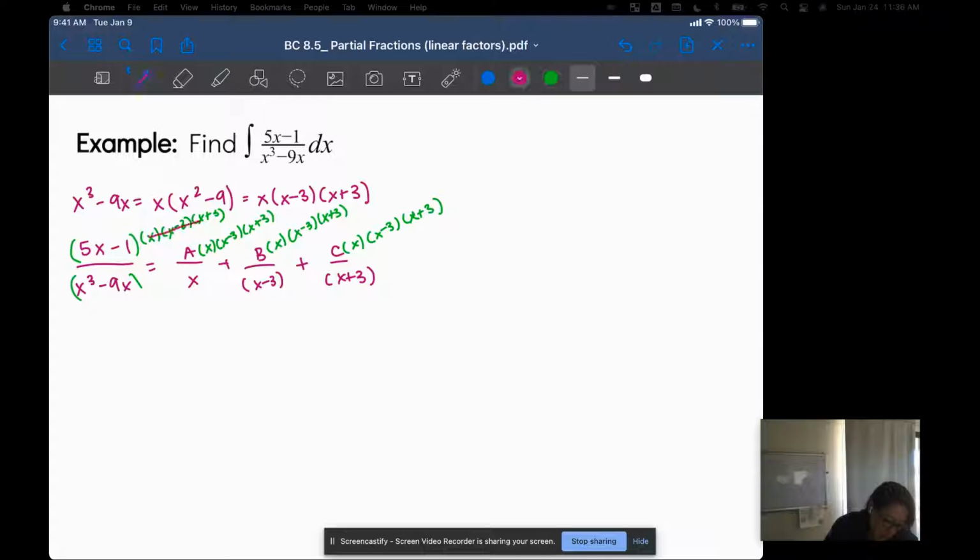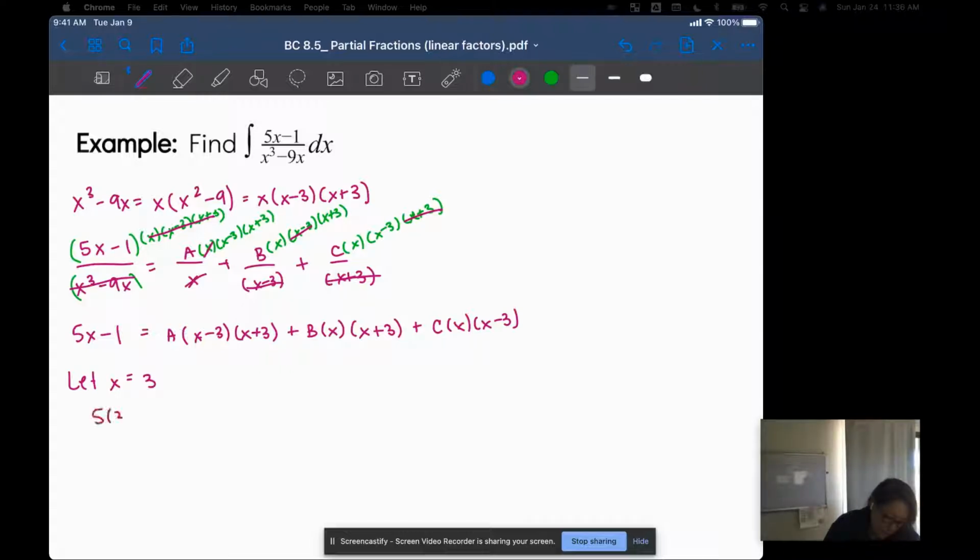Okay, and that means that the denominators are going to cancel. Everything from the denominator should cancel. So I get 5x minus 1 is equal to a times (x minus 3)(x plus 3) plus b times (x plus 3) plus c times (x minus 3). And I'm going to let x equal, let's start with 3. So I'm going to plug that in.